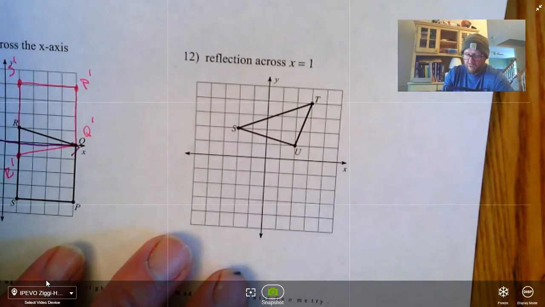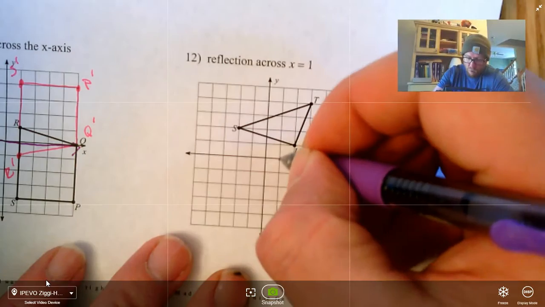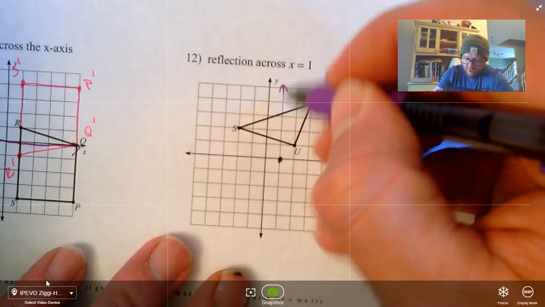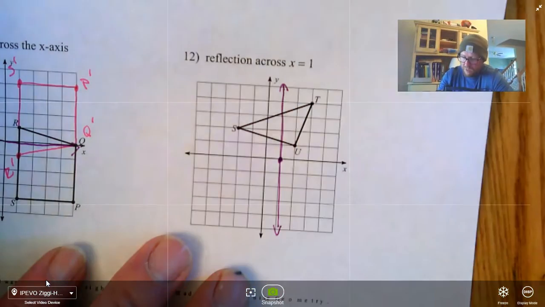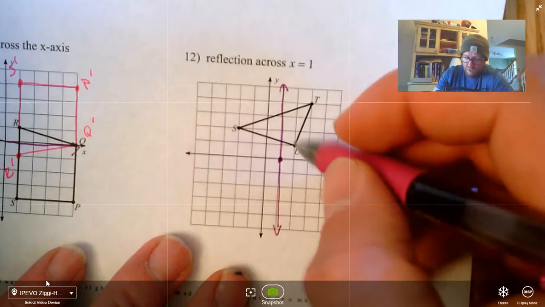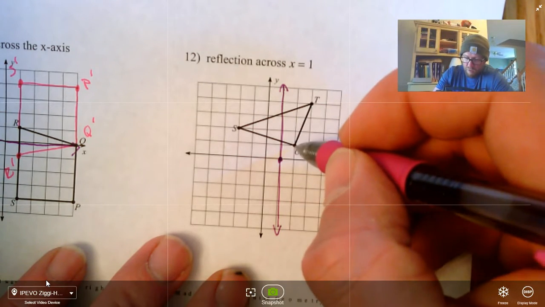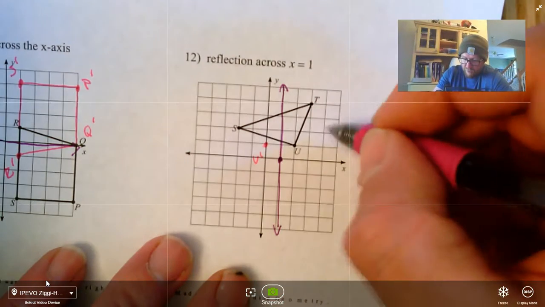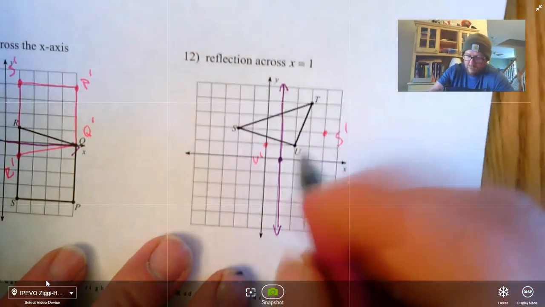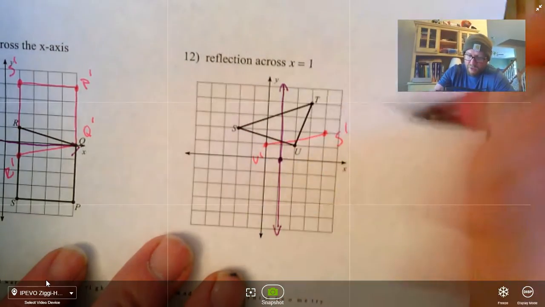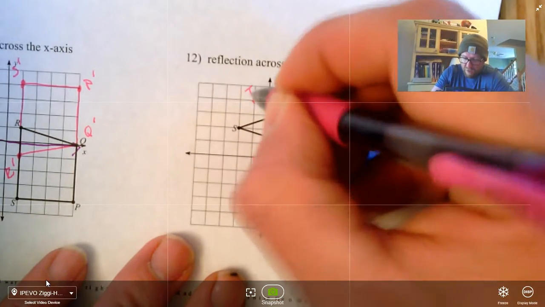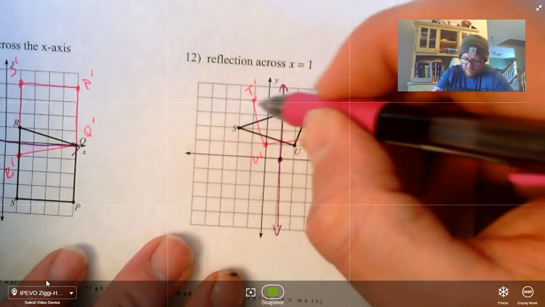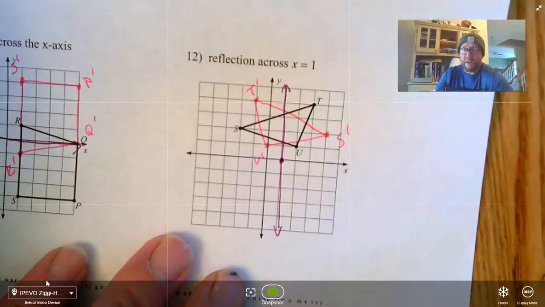And we're done. Reflection across the line x equals 1. Mark 1 on the x-axis. Draw a line that cuts right through there, perpendicular to it. U is a space away, so U prime, space in the other direction. S is 3 spaces away, S prime, 3 spaces in the other direction. T is 2 spaces away, so T prime, 2 spaces in the other direction. And we just go ahead and connect them up, and we're done.